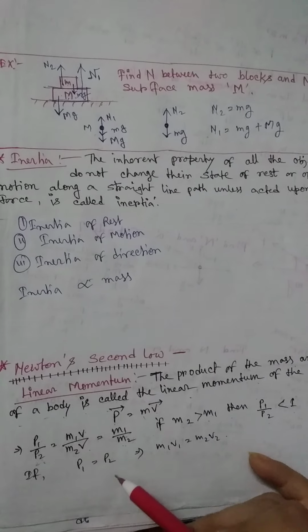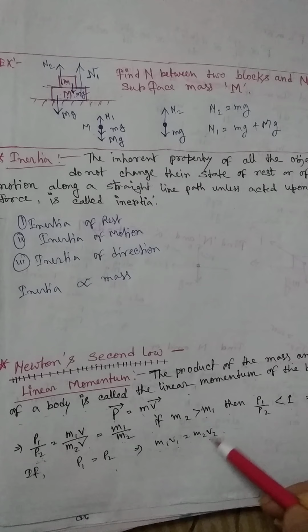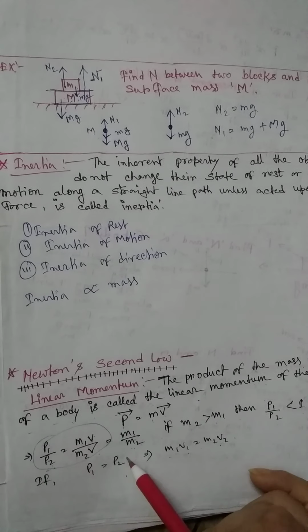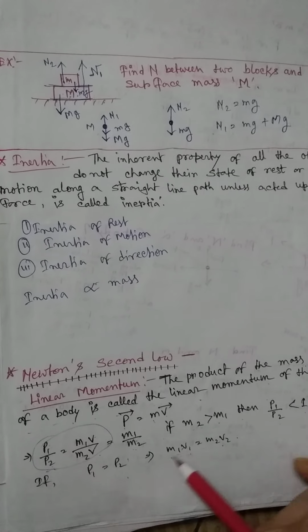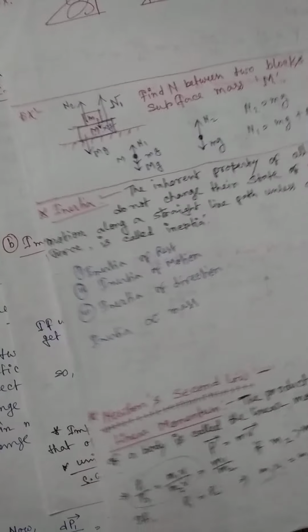If P1 equals P2, then m1 v1 equals m2 v2. From this equation, if P1 equals P2, then we can write that the product of mass and velocity of the first body equals the product of mass and velocity of the second body.